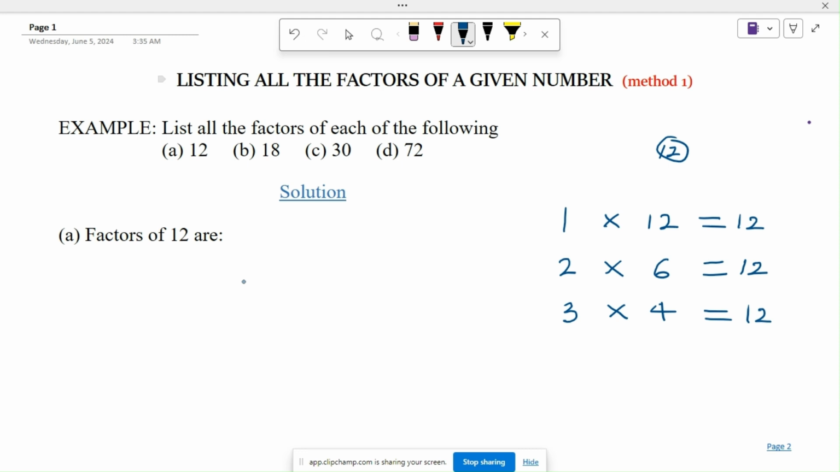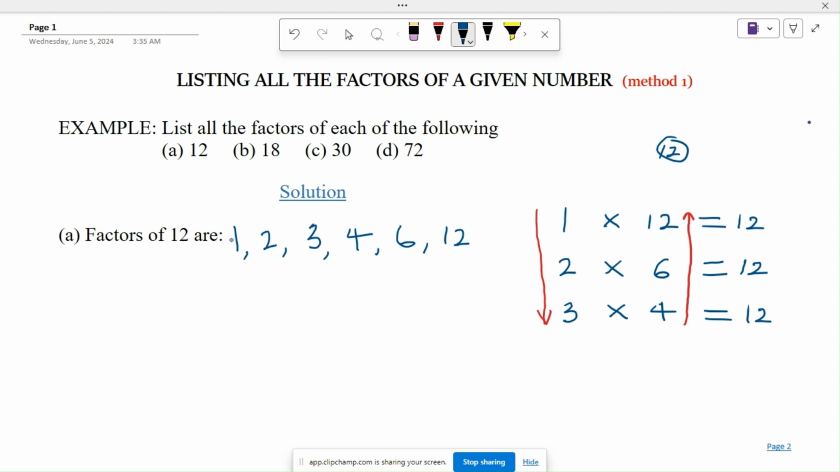So we will list the numbers in this order. Now I'll come here to list all the numbers one by one. The first one is 1, comma, 2, 3, 4, 6, and 12. So these are all the factors of 12.